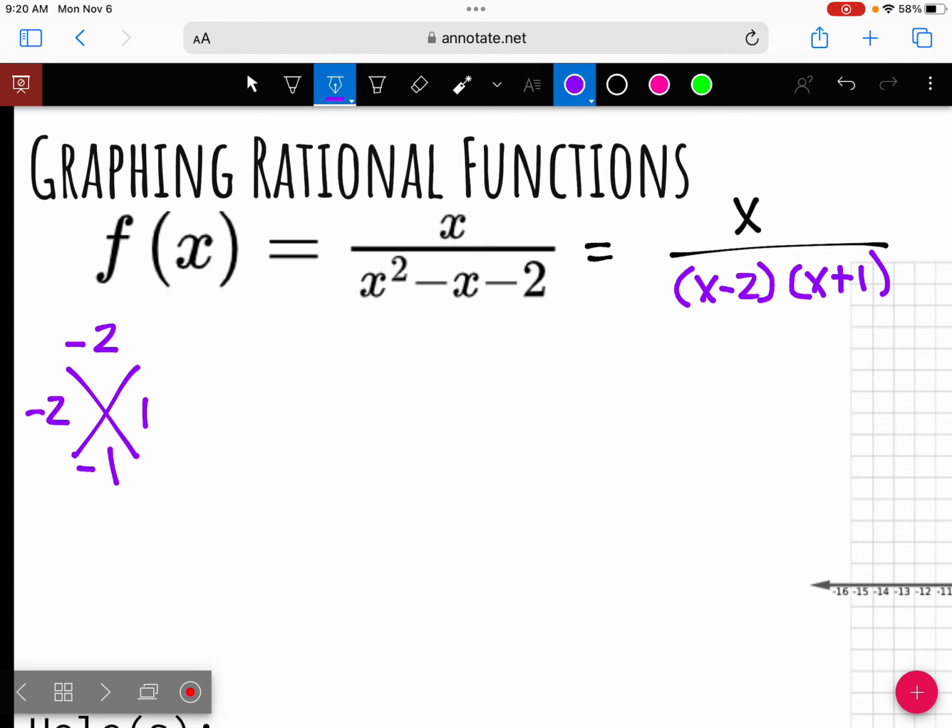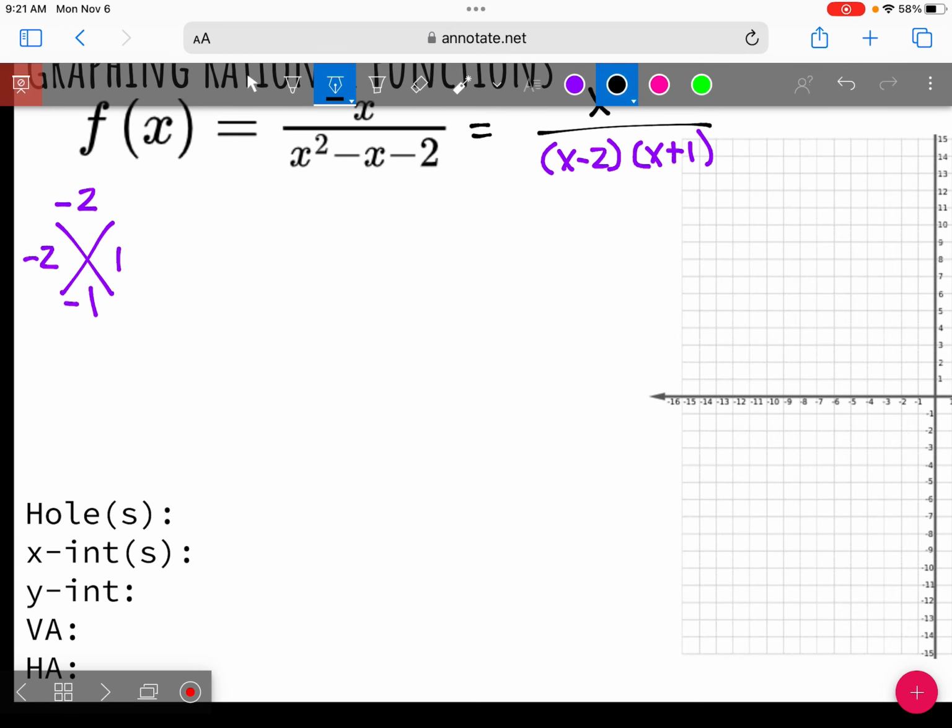I always recommend starting with your factoring. See if we can get things simplified. Does this one have a hole? No. Nope. There is nothing that simplifies out to make a hole.